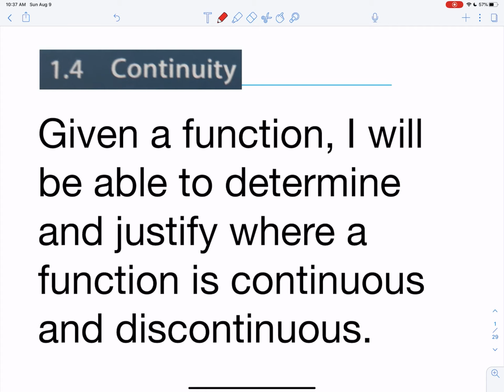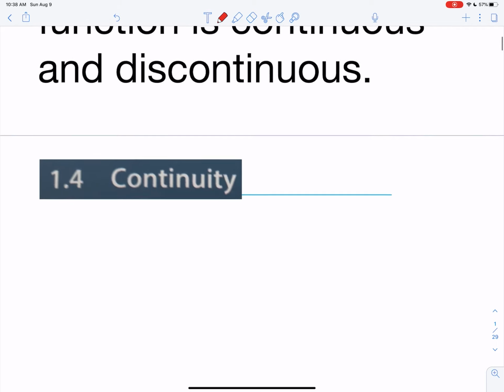So while you guys are writing that down, remember, what we've uncovered so far is what a limit is and how to find it numerically, graphically, and analytically. So how does this all connect with this continuous, discontinuous stuff, right? Okay, so here we go.